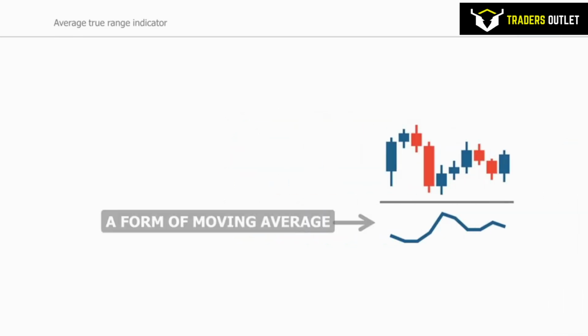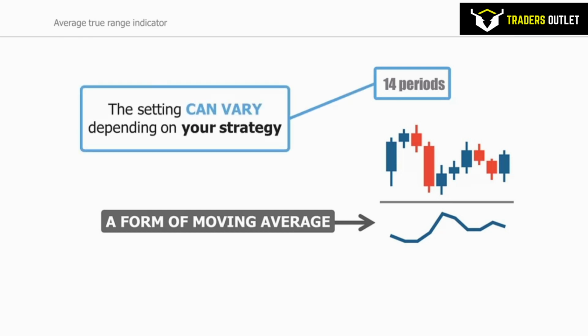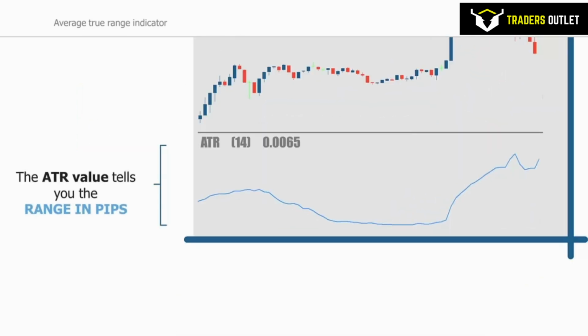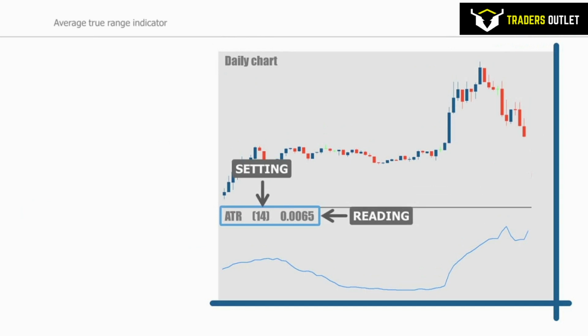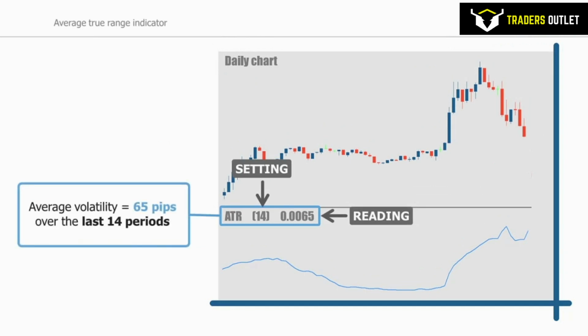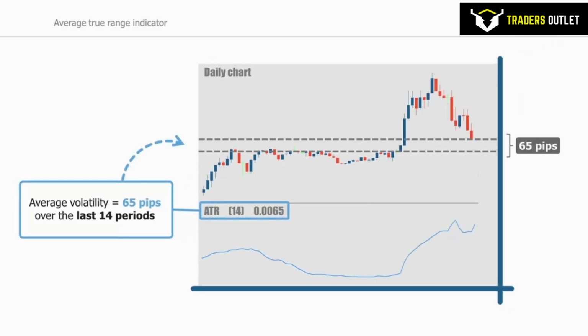It is represented as a form of moving average, normally calculated over 14 historic periods. The setting can vary, however, depending on your own personal strategy. The ATR value tells you the range in pips that the price has moved over the given time frame. As an example, an ATR reading of 0.0065 with an ATR setting of 14 indicates price has an average volatility of 65 pips over the last 14 periods. This in turn indicates that you can expect price to move 65 pips on the current day.